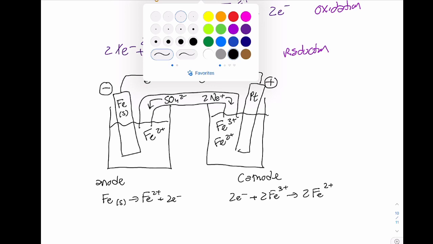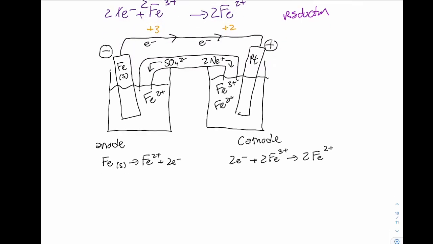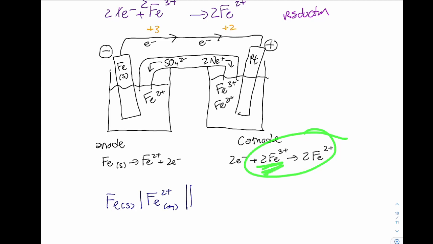My shorthand notation, again, we're going to write our anode first. We're going to do our reactants first and then our products. Those are in different phases, so I'm going to put a vertical line between them. My salt bridge symbol, and then on this side, same thing. I am going to put reactants first and then products second, but they're in the same phase. They're actually both aqueous ions. So I'm actually just going to put a comma between them.